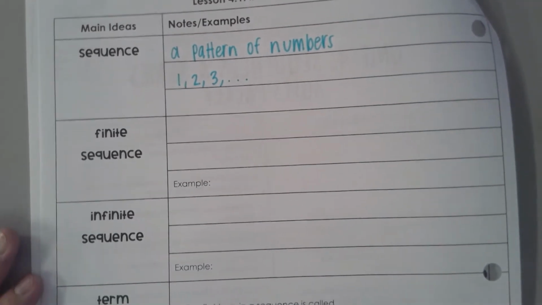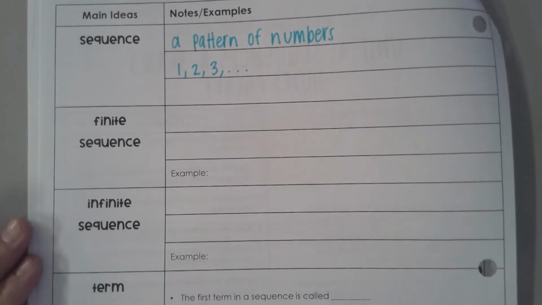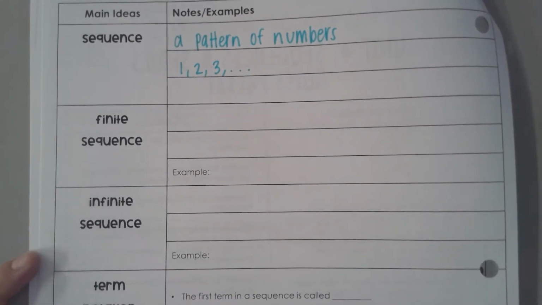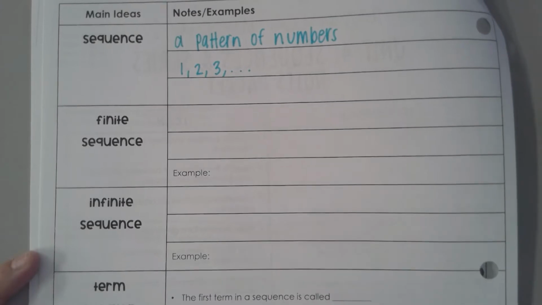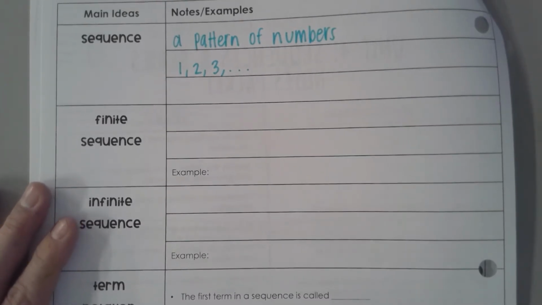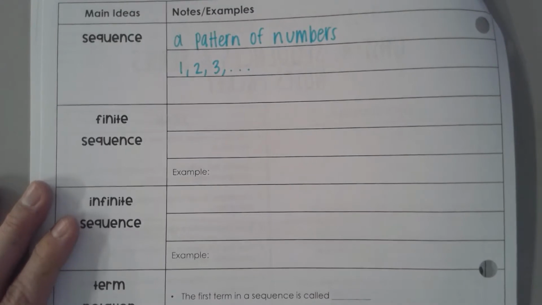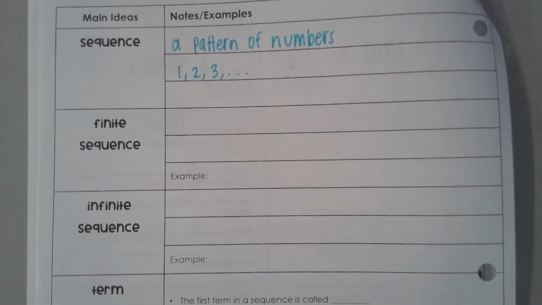We have what we call a finite sequence and an infinite sequence. Does anybody know the difference in those two words? Well, there's no IN in finite. That is true. Actually, there is an IN in finite, but finite does not begin with the IN. Does anybody know what infinite means? It goes on forever. So finite is the opposite of that. It has an ending point.